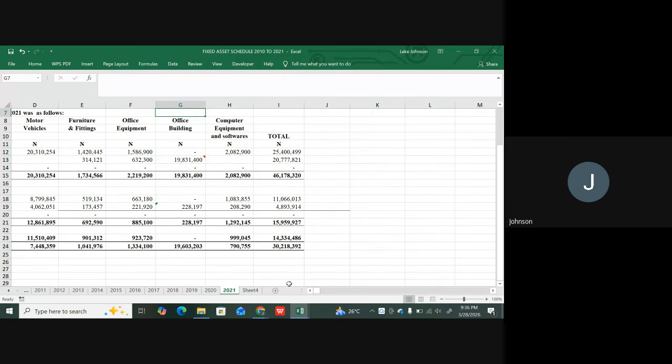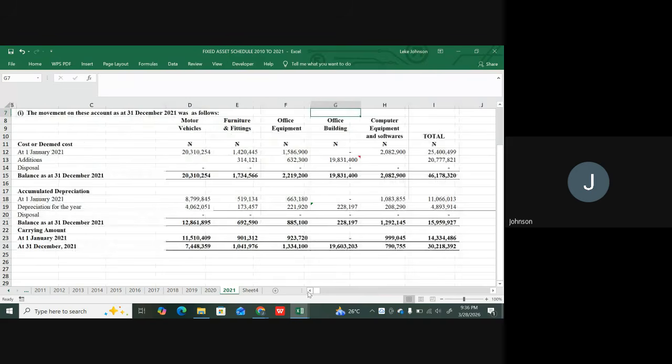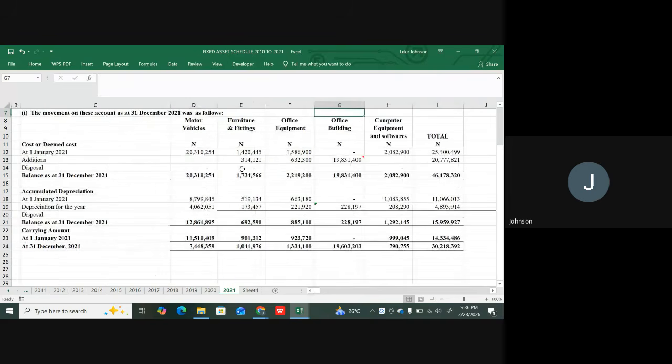We now look at the charge for the year. The charge for the year was what they actually put over here for each of the assets. For the new office building that was purchased, this office building is also going to be depreciated by 10%. It's only motor vehicle that is always depreciated by 20%. So what do you do? You now get your closing balance. Your closing balance is going to be your opening balance plus your addition for the year minus your disposal, right? You're going to get your closing balance.